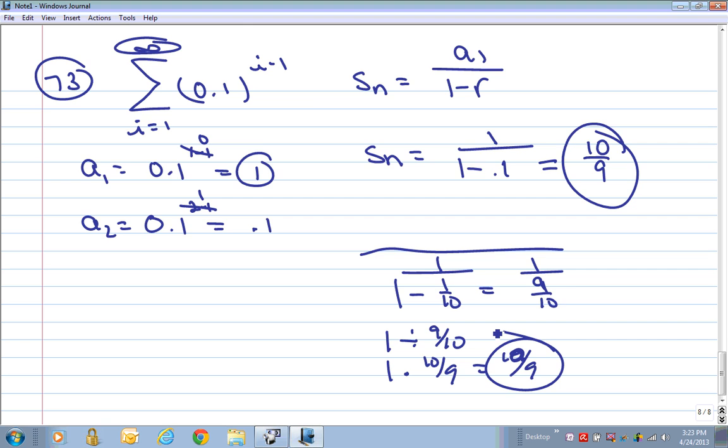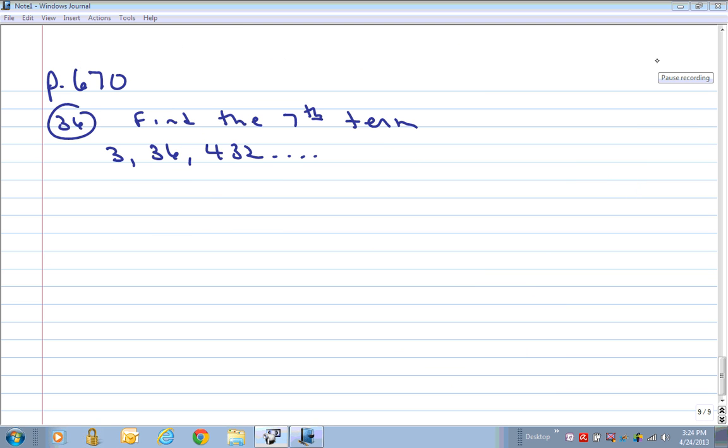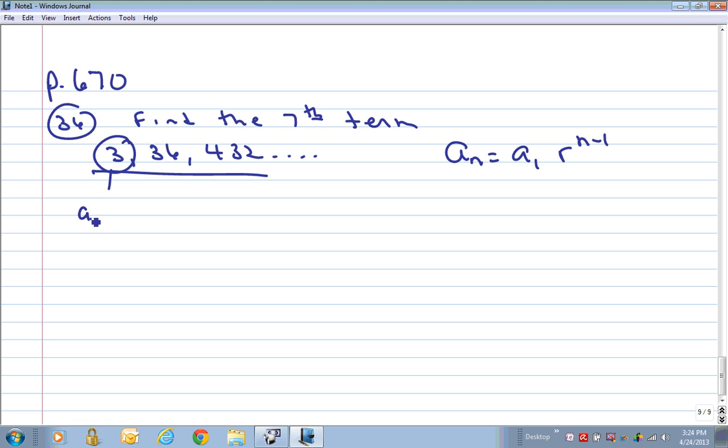All right, let's move on to page 670. Okay, on page 670, this is problem 36, and we're asked to find the 7th term. That is a specific term. So again, you're going to use that original formula, a sub n equals a sub 1 times the ratio raised to the n minus 1 power. We're given 3 terms here. So we know that a sub 1 is 3. We can find the ratio, so I'm going to just start plugging in. We want the 7th term, so our n value will be 7. So a sub 7 equals a sub 1, which we know is 3.